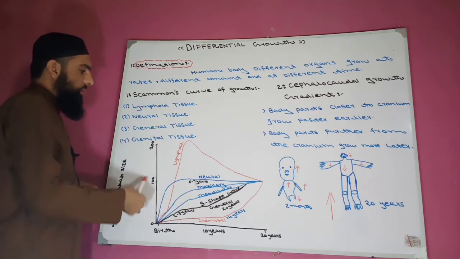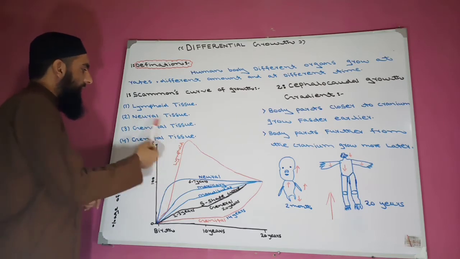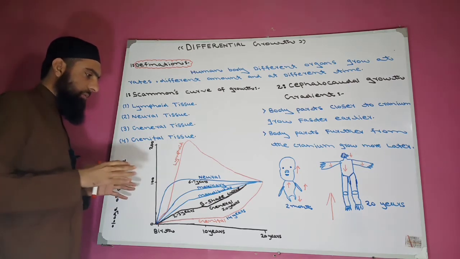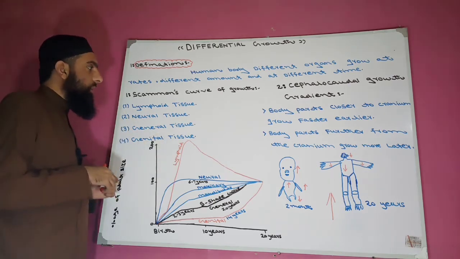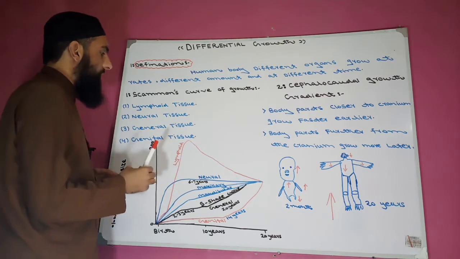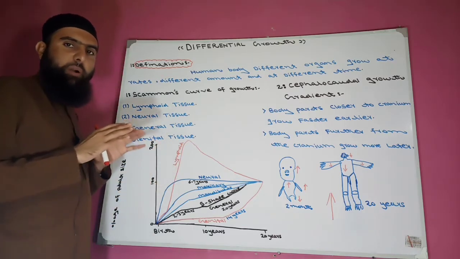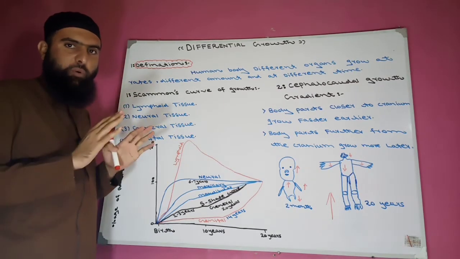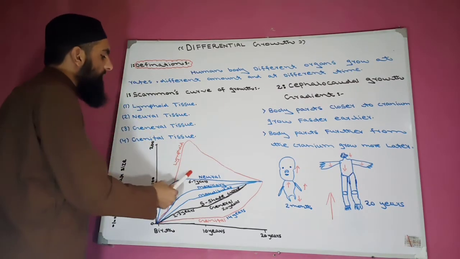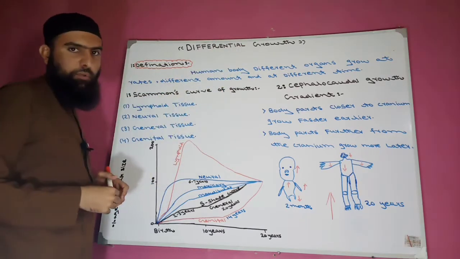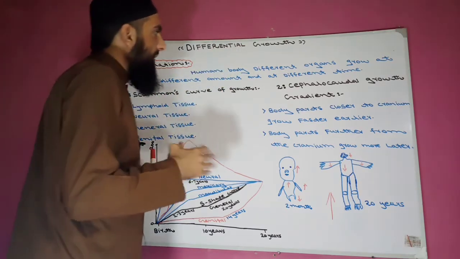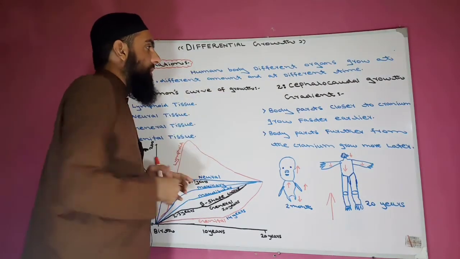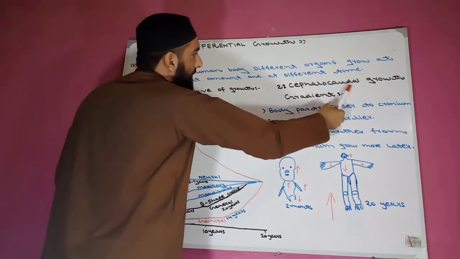In this we study the lymphoid tissue growth curve, neural tissue growth, general tissue growth and genital tissue growth by curve. Now this Scammon curve of growth shows that each tissue of our body grows at a different time, at a different amount, at a different rate. Meaning it proves the differential concept of growth. Now come to the second concept which proves the differential growth. This is the cephalocaudal growth gradient.